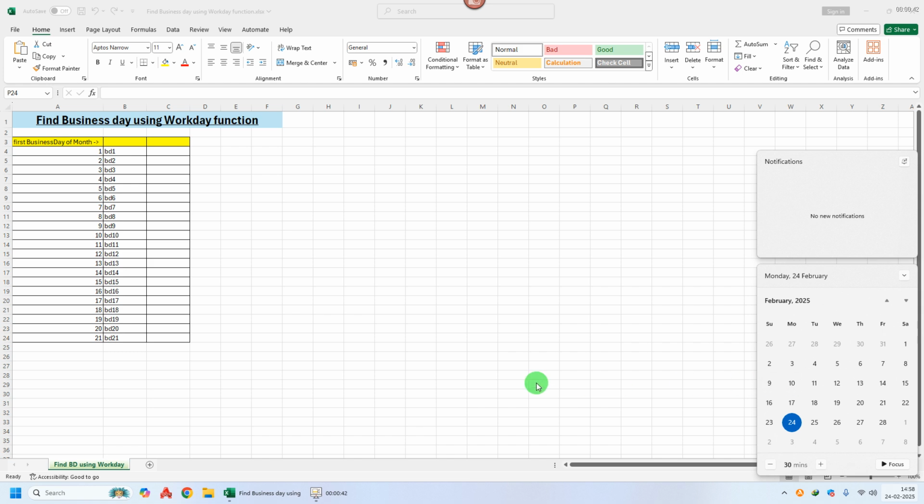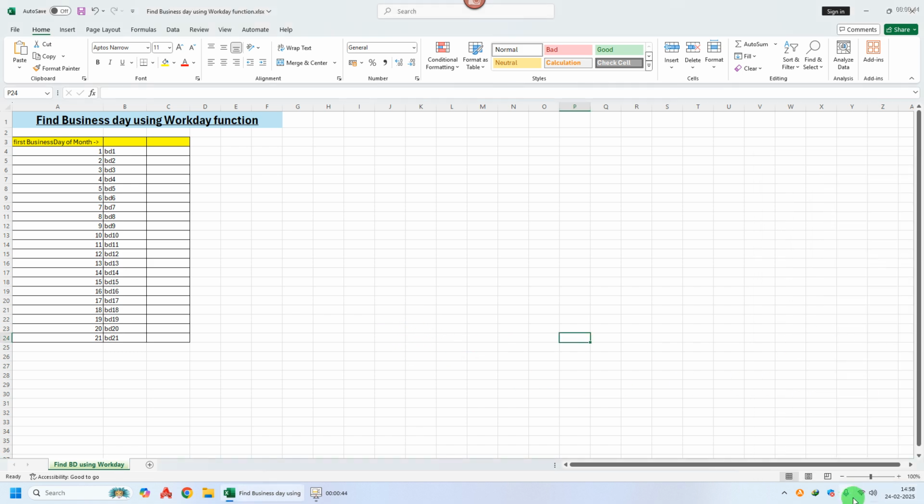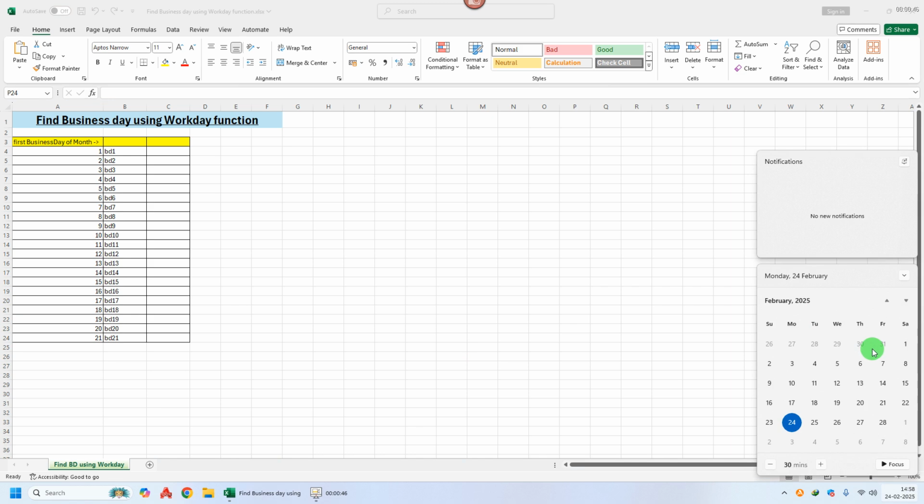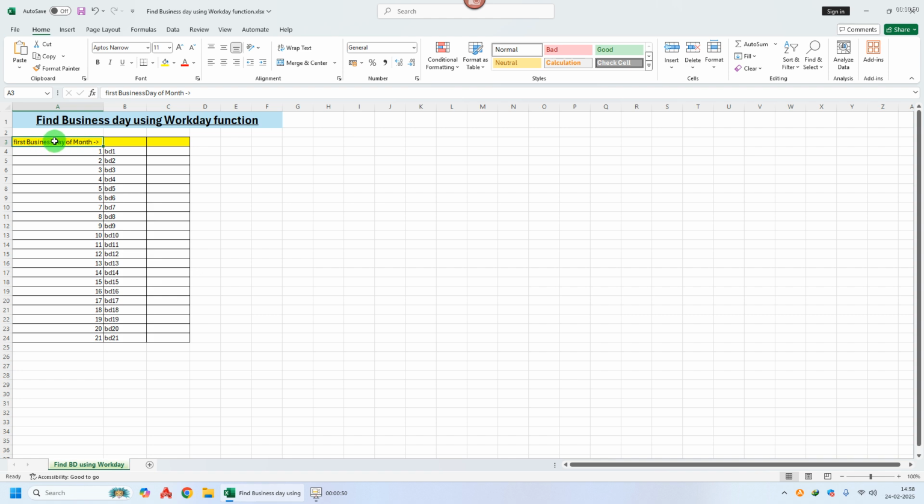So let's see how we can do this. Here we see that our first working day is starting on 3rd February. So here, the first business day of the month that we need to populate is 3rd February 2025. And here we need to use the WORKDAY function. We have to start from this date, so make it constant by pressing F4.